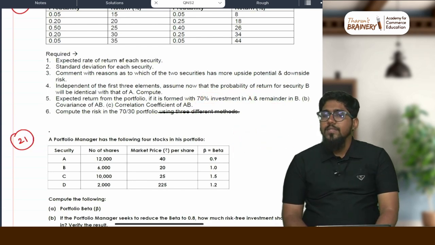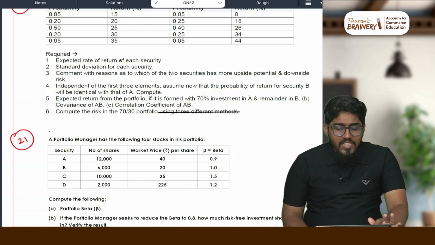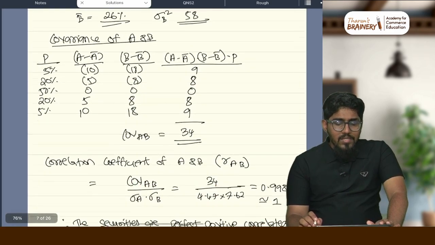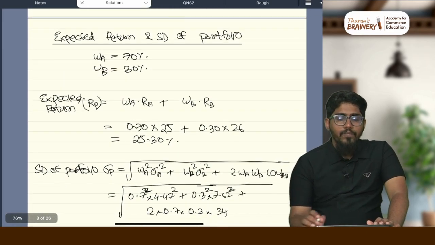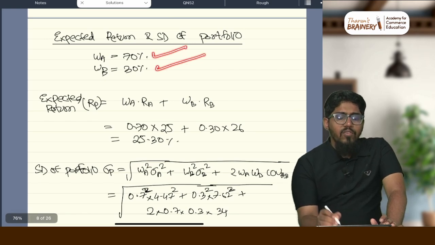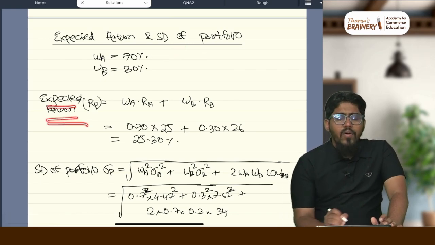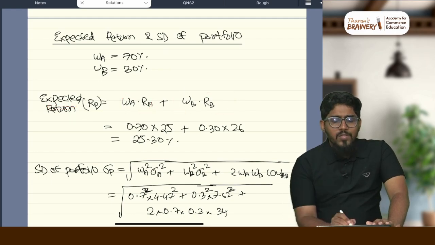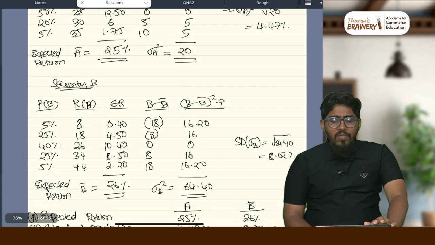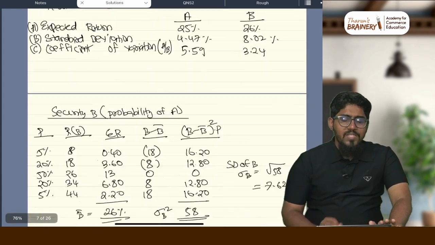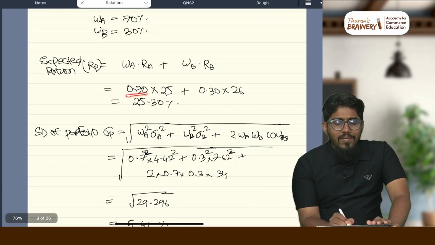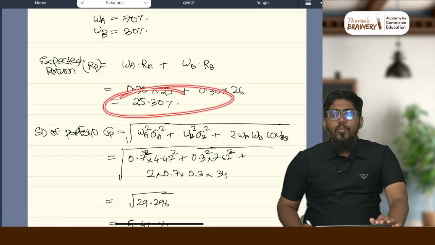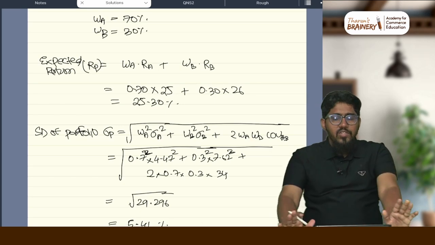Weight is given. Clarity, weight is given. What they are asking, expected return from the portfolio. Sir, what is the expected return of the portfolio? Weight of A is 70, weight of B is 30. What is the expected return formula, sir? Weight of A into return of A plus weight of B into return of B. What is weight of A? 0.7. What is return of A? 25% and return of B is 26%. Are you all with me? So 0.7 into 25% plus 0.3 into 26%. My expected return from the portfolio is 25.3%.